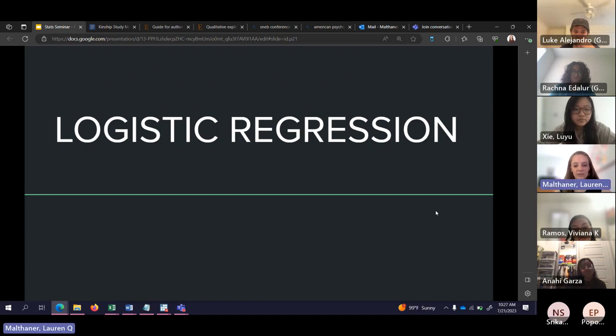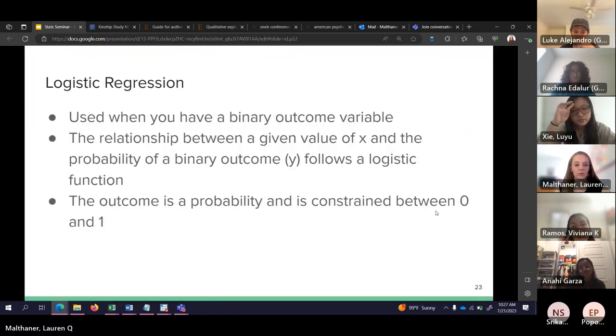But I also want to talk about logistic regression, which, as we've discussed, is when you have a binary outcome. So the type of regression you use just depends on what type of outcome variable you have. Here we have a binary outcome variable, so we're going to use logistic regression. Logistic regression looks at the relationship between a given value of X and the probability of a binary outcome of Y, and it follows a logistic function, with the outcome being a probability, so it's constrained.